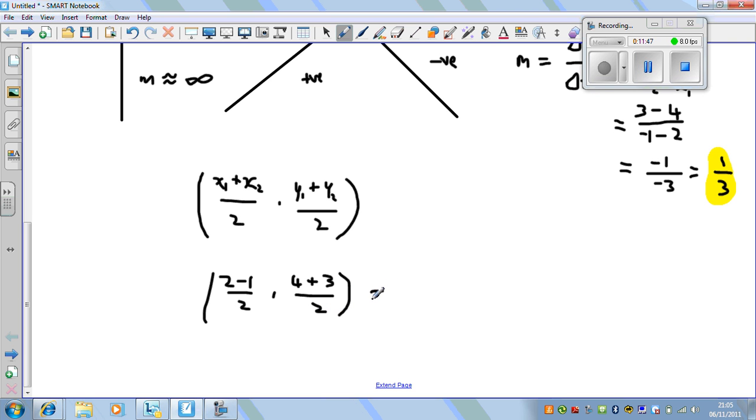Okay, now that means the coordinates are quite easy here. 2 take away 1 over 2 is 1 over 2, so I'll leave it as fractions. So that's a half. That is the weirdest fraction ever. That's meant to be a half, everyone. 4 plus 3 is 7. 7 over 2 is, well, I'm just going to leave it as 3 and a half.